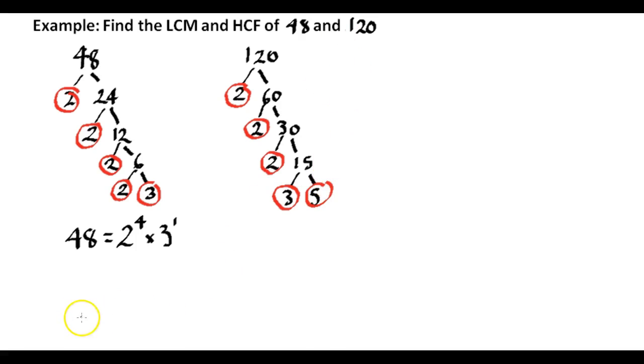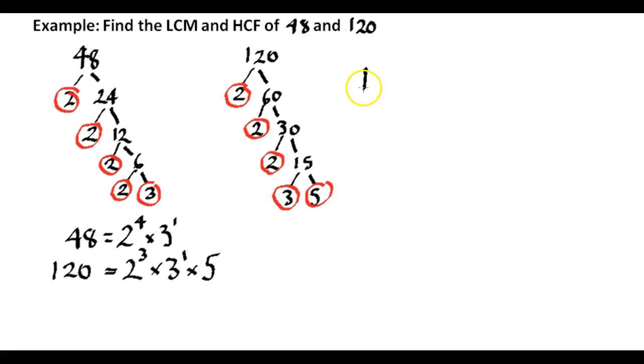So let's list that as a product of its primes in exponent form. Smallest first, 2 times 2 times 2, 2 to the power 3. Only 1 3, and only 1 5. You can check these with your calculator anytime to see that it's true. 2 to the power 4 times 3 will be 48. 2 to the power 3 times 5 will give you 120.